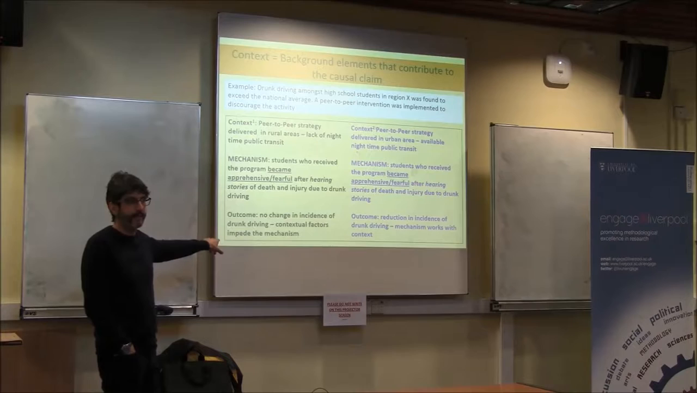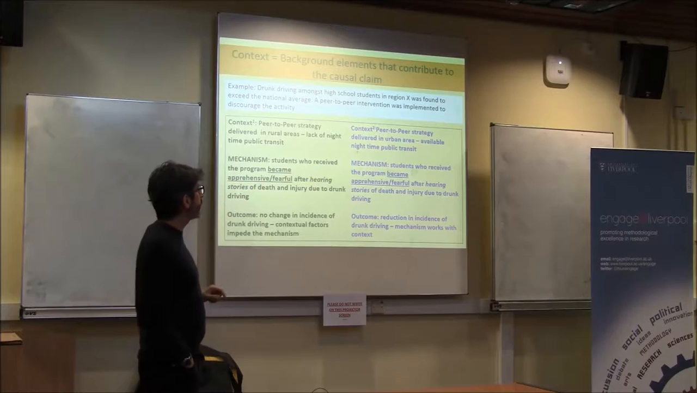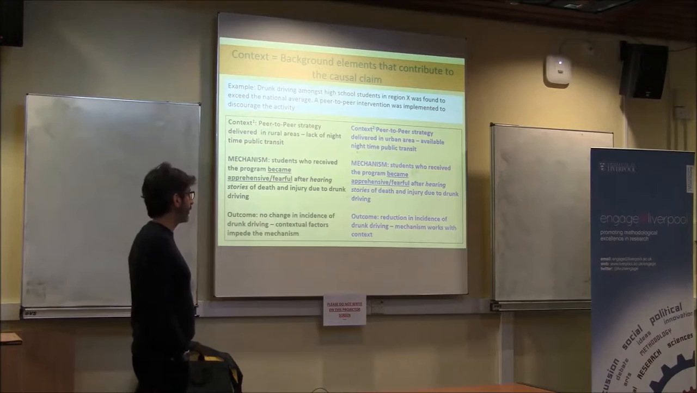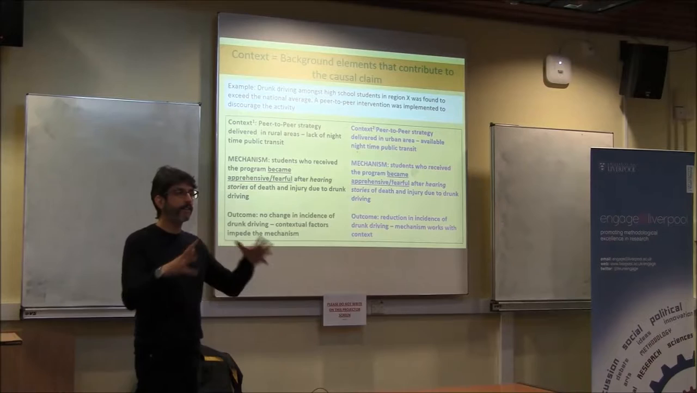Now in the second example, the same peer-to-peer strategy delivered in an urban area where there is available nighttime public transit, the mechanism, still they received the program, they heard the stories, they became fearful, and there was a reduction. The mechanism worked. The mechanism and the context worked together. So in other words, the context was supportive of the intervention. Whereas here, you could say the context had barriers.